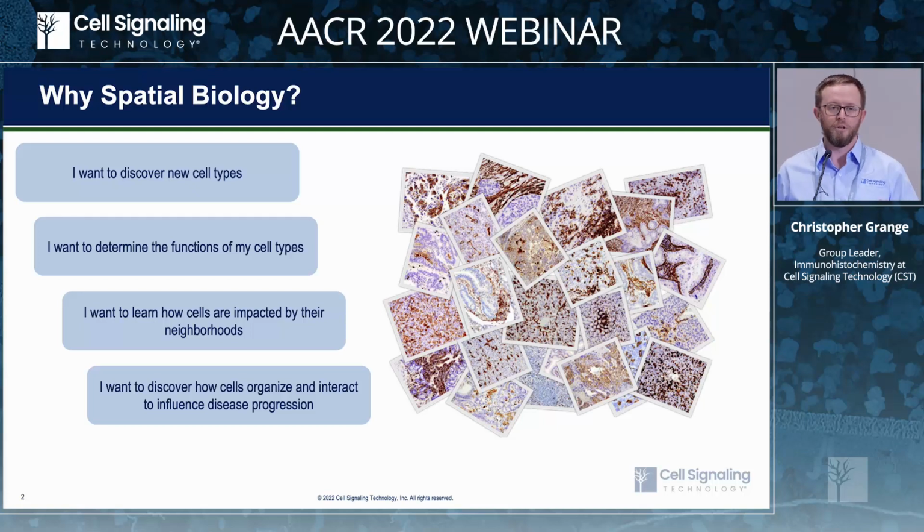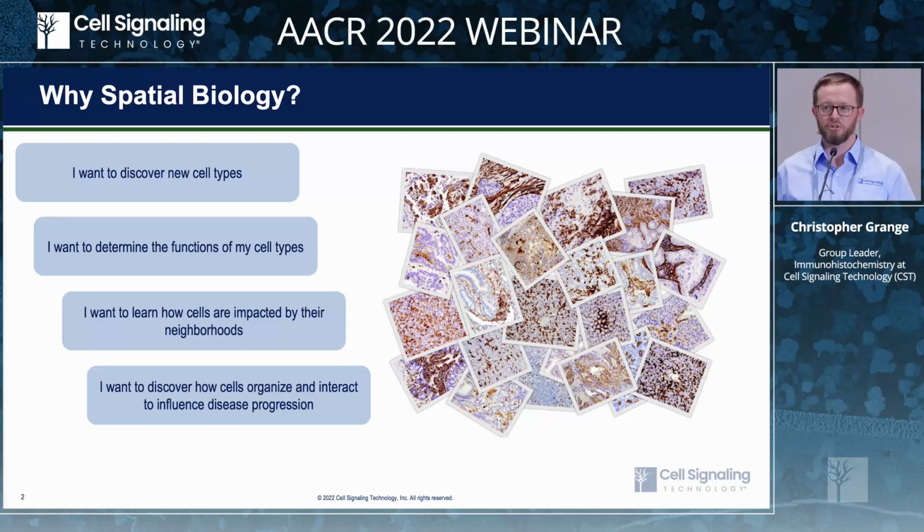And you might say, well, you can answer some of those questions possibly with single-plex chromogenic IHC. But with that assay, what you end up with is many slides, many tissue sections, each stained with a single antibody. And it's hard, if not impossible, to take all of that information on multiple slides and put it together in a meaningful way to answer some of these more complex questions.